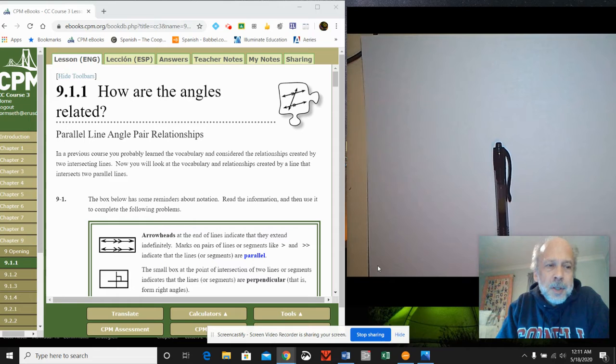So we're starting a new chapter, and we're going to be dealing with geometry again, and learning some new angle relationships to add to the ones you learned in the seventh grade book. So here we are on lesson 9.1.1.